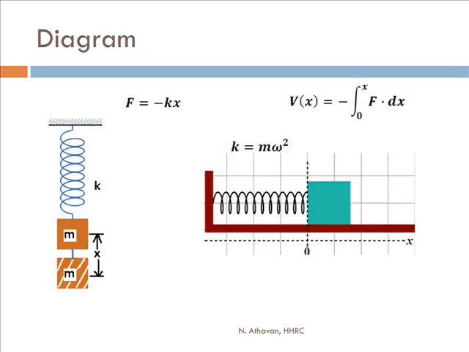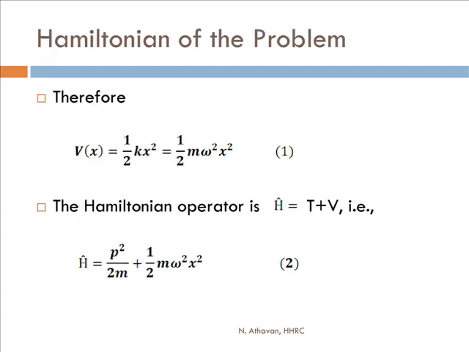Here, two schematic representations are given for the harmonic oscillator. On the left, we have a vertical representation, and on the right, we have a horizontal representation. In both the cases, a body of mass m is fixed to one end of the spring of force constant k. The other end of the spring is fixed to a rigid support. This harmonic oscillator problem is well studied in classical mechanics. From the knowledge gained in classical mechanics, we write the potential energy of the problem as V of x is equal to half kx square. One can also write it as half m omega square x square.